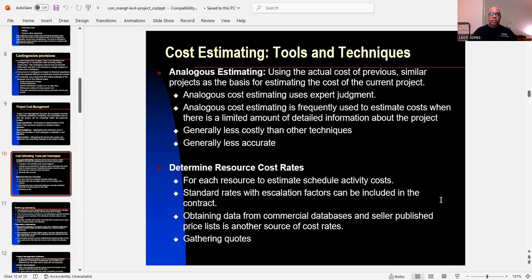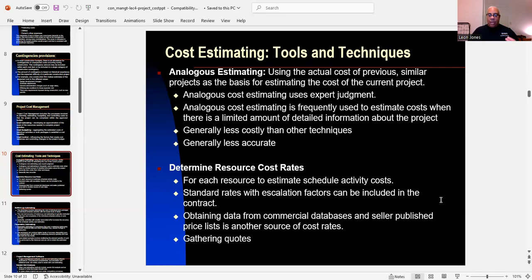Those are examples. Now, we also determine resource cost rates for each resource to estimate schedule activity costs. And we have standard rates with escalation factors that can be included in the contract.